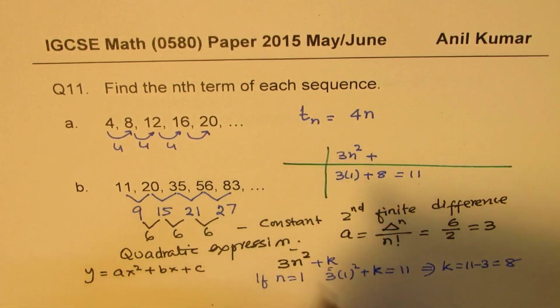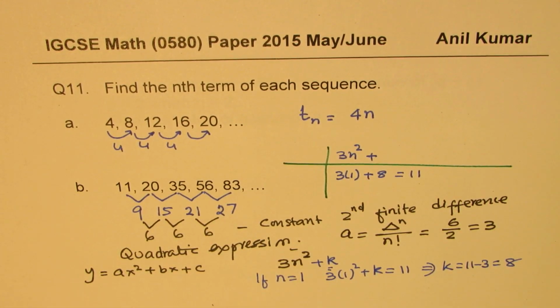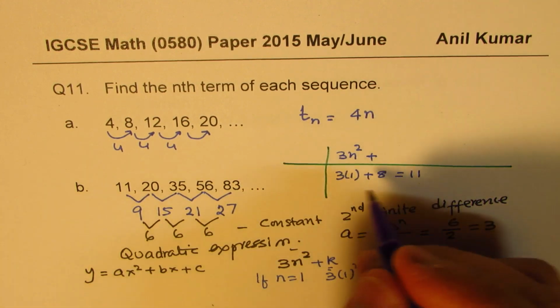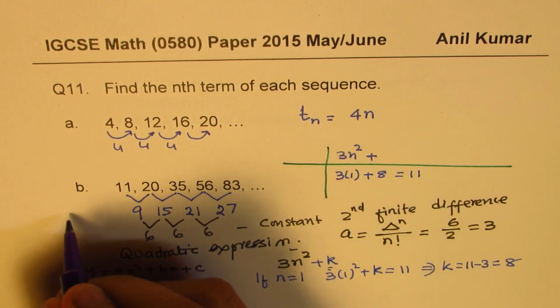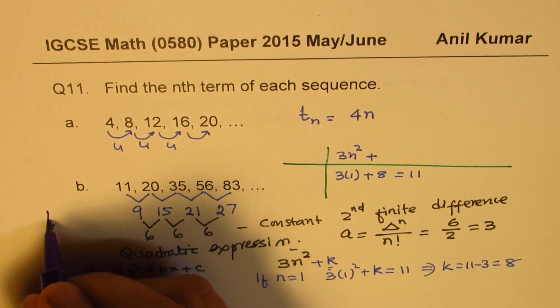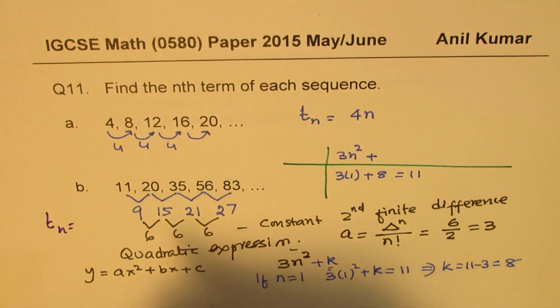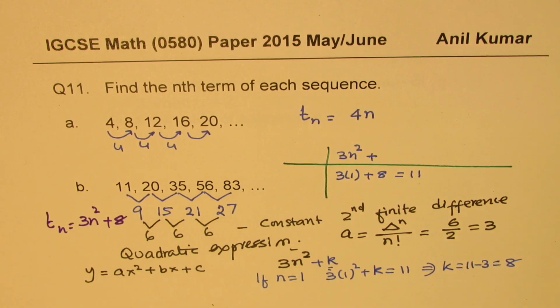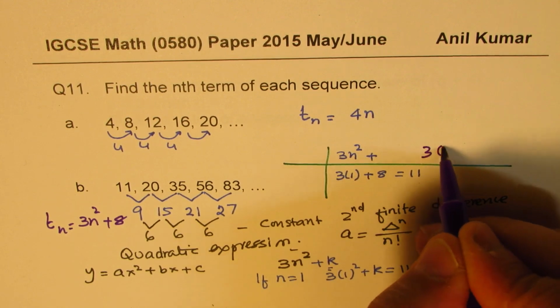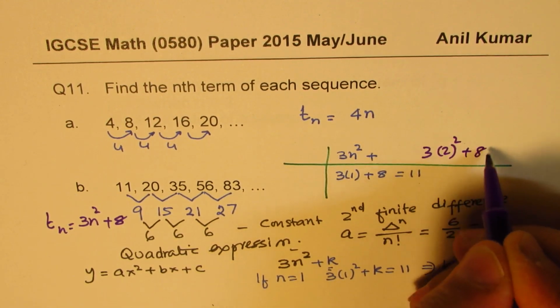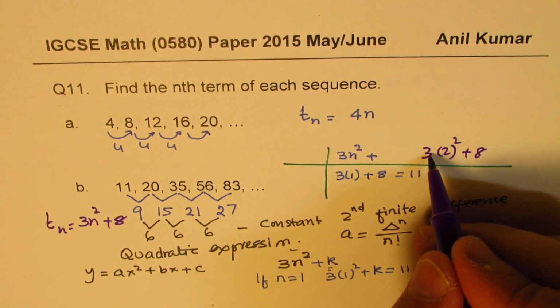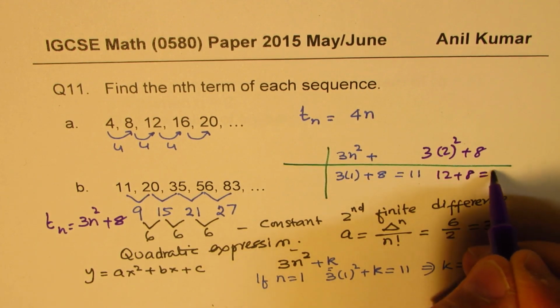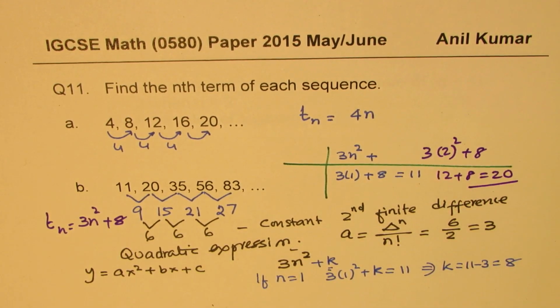So this nth term in this particular case should be, let's write it here. So the nth term is Tn equals to 3n squared plus 8, right? So what you could do is, now you can test for 2. So if I write 3 times 2 squared plus 8, what do I get? 4 times 3 is 12. 12 plus 8 is 20, right? So that is how we confirm that this is absolutely correct.